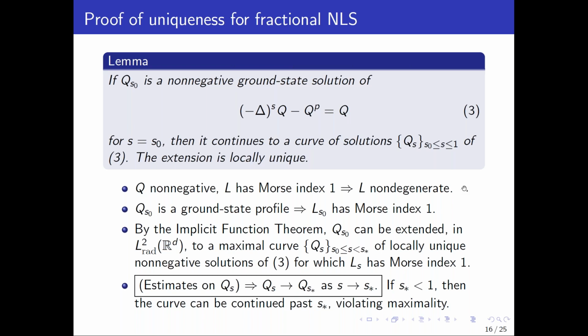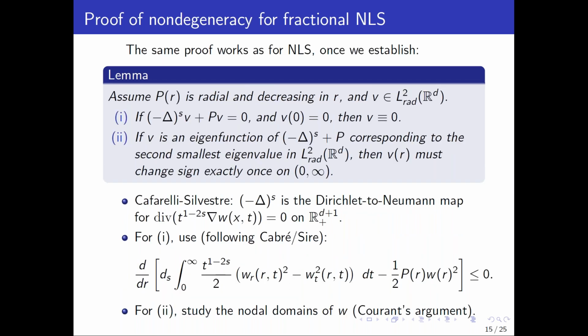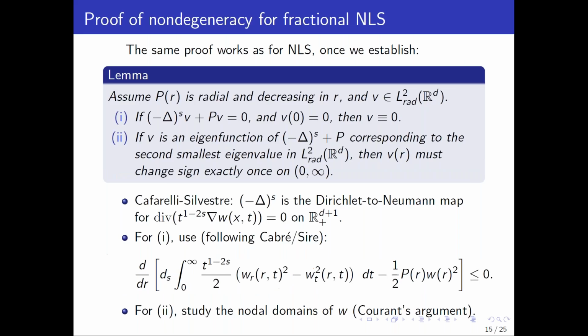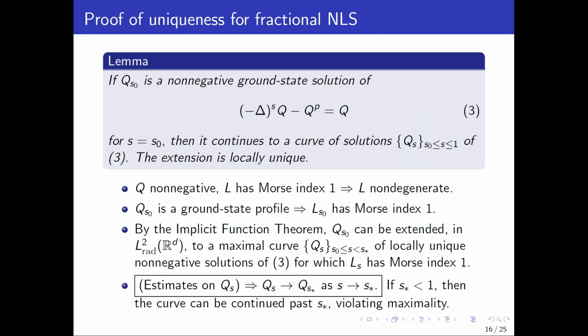In the interest of time, I did want to say that when you do this continuation argument, you don't necessarily get ground states. They aren't able to show that, but you do get a branch of solutions with Morse index 1, and that's all you need in order to prove the nondegeneracy argument that I had on the previous slide. So the nondegeneracy part of this theorem only requires Q to have Morse index 1.